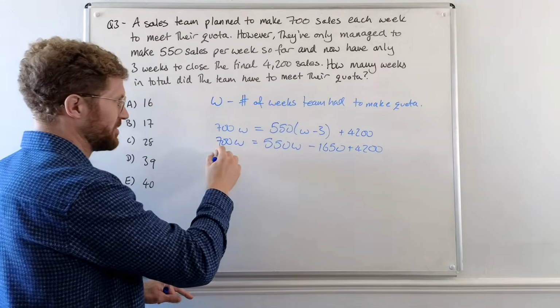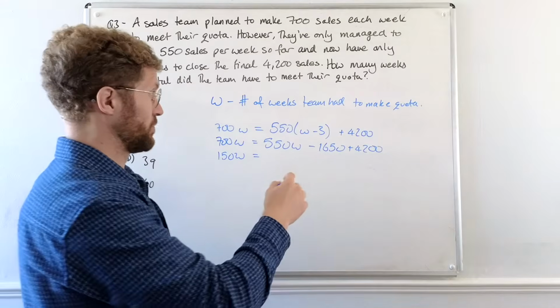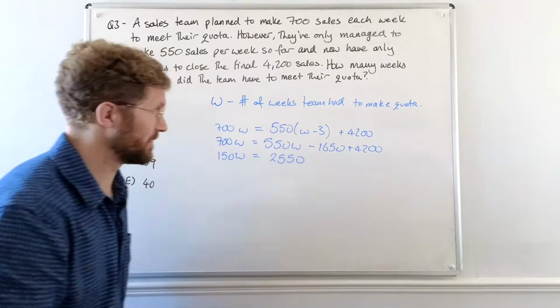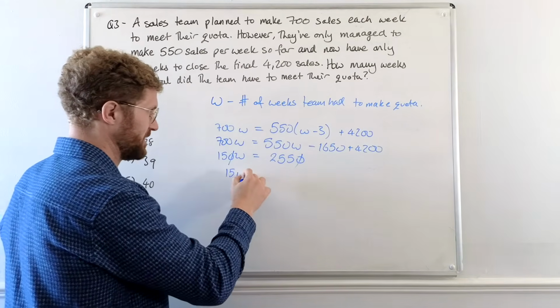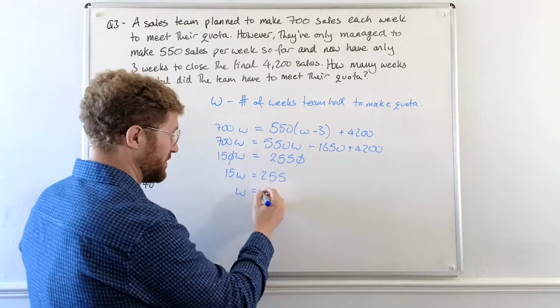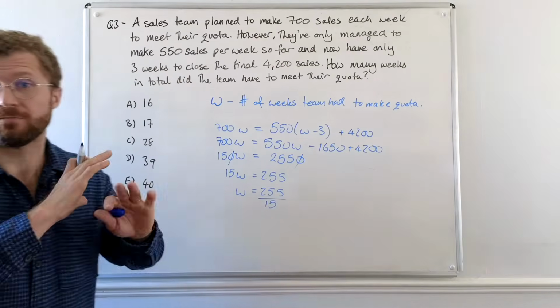Subtract 550 from both sides. I'm going to get 150 multiplied by W is equal to 2,550 on that side. Divide both sides by 10. I've got 15W is equal to 255. Dividing by 15. Now, if you can see this in one go, fantastic, let's go after it.